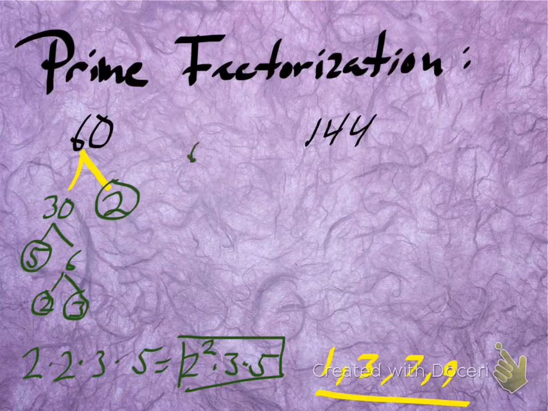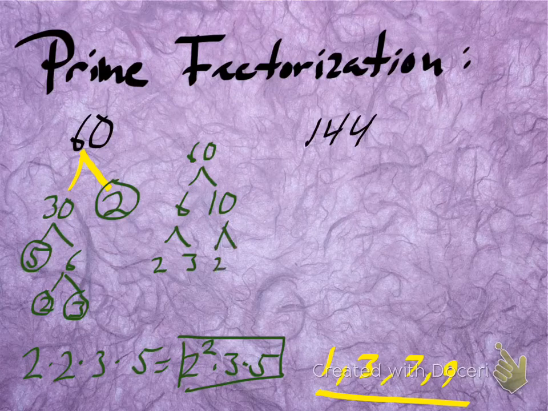Let's do 60 again, and let me show you a trick. Usually if you break the number down into 2 numbers that are closer together, you'll get a little bit more balanced tree. So let's say instead of 30 and 2, what if we'd started with 6 and 10? Then the 6 will break down into 2 times 3, and the 10 breaks down into 2 times 5, and look at which prime numbers we get.